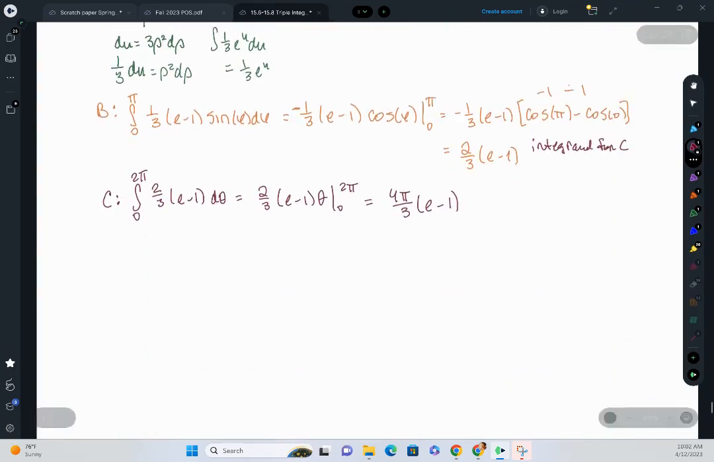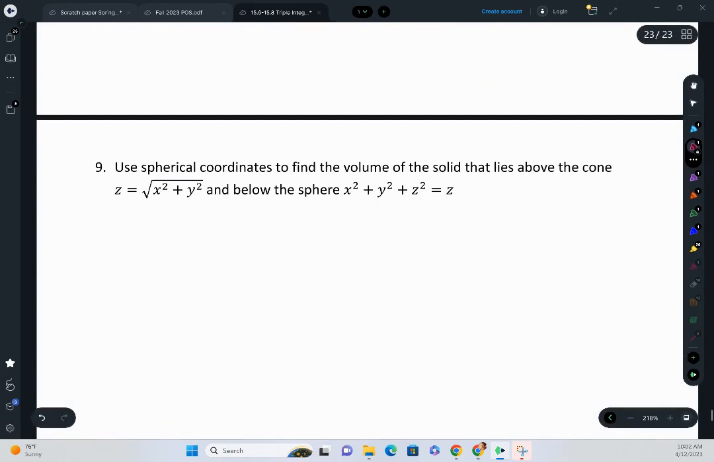All right, so for the next one, we're going to use spherical coordinates to find the volume of the solid that lies above the cone and below the sphere. So we're doing another one of those, except this sphere is a little different. We have x squared plus y squared plus z squared is equal to z. So this sphere has been shifted, and I need to complete the square in order to figure out how.